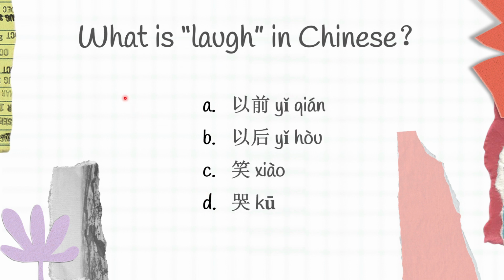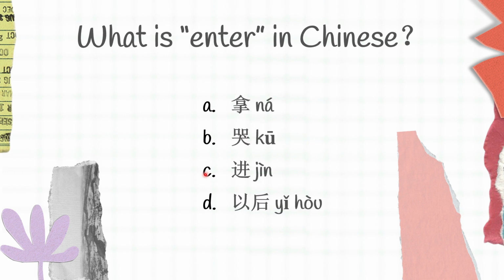The next one, what is laugh in Chinese? So we have A. 以前 B. 以后 C. 笑 and D. 哭. So which one do you think is the right answer? 以前 is before and 以后 is after. 笑 is to laugh and 哭 is cry. So the right answer for this question is C. 笑. Moving on to the next one.